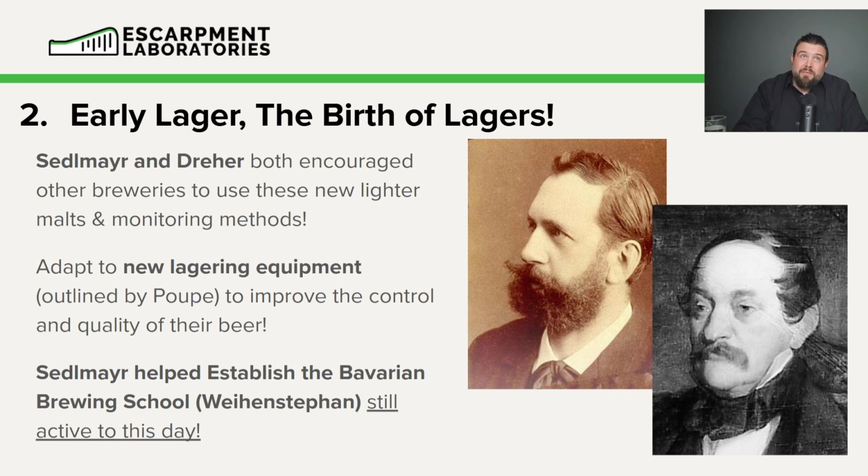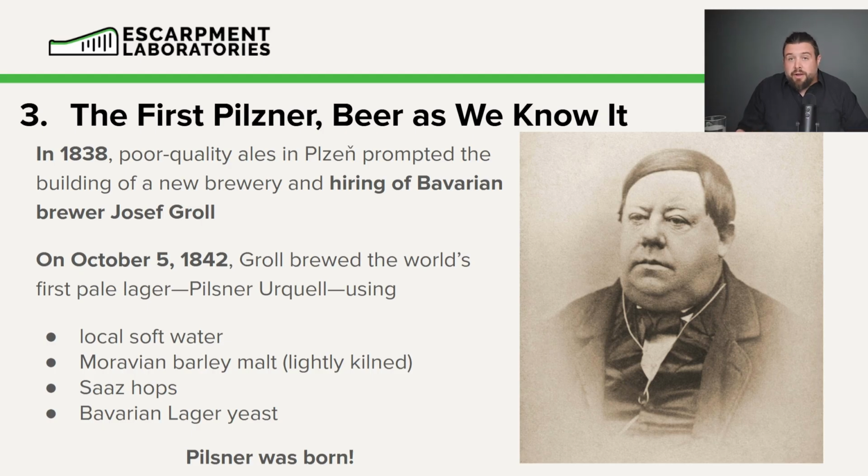And on top of this, Sedlmayr in particular helped establish the Weihenstephan Institute of the Bavarian Brewing School, which is still active in producing highly skilled brewers to this day, arguably one of the most important brewing education places in the world. Now, these two are off. They're teaching all other people in Bavaria and Austria. Everyone's learning from how these two are making high quality beer. They're winning awards. They're spreading their influence. And they influence Groll.